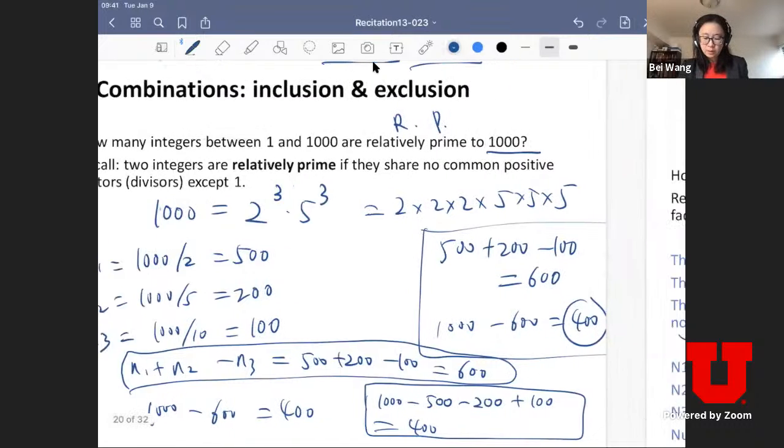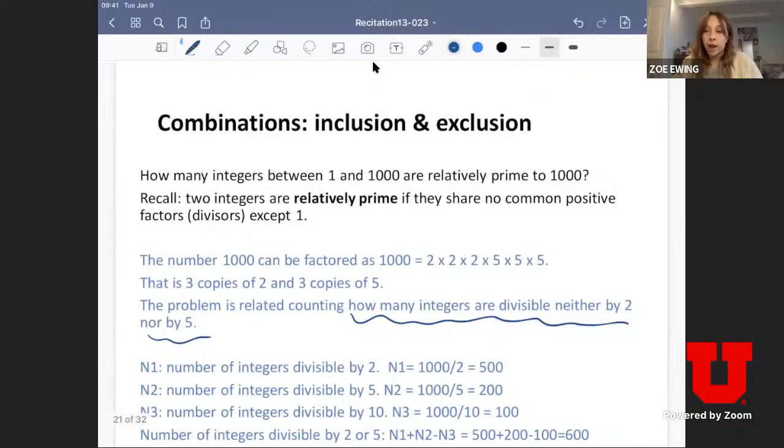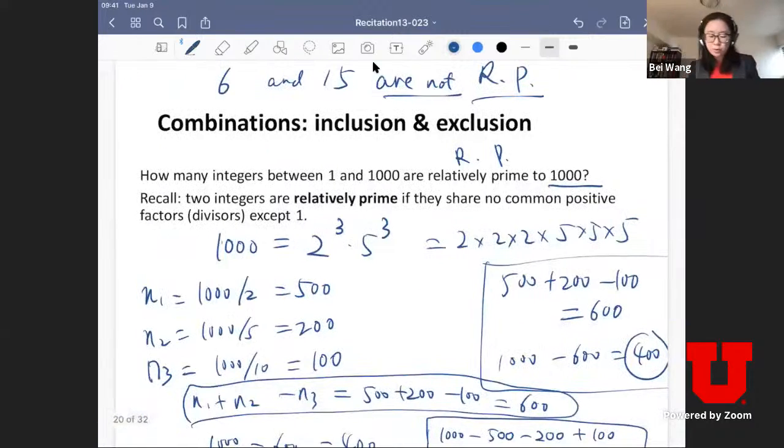Okay, and then there's also a question: how did you know you needed to use 2 and 5? Still confused on the prime part. Yes, you need to use 2 and 5 because of this relatively prime condition. So what is the relatively prime condition? They share no common positive factors except for 1. So the first thing we need to do is to factor out 1,000 to see what positive factors it has. So it has a factor of 2 and a factor of 5. That is our starting point.